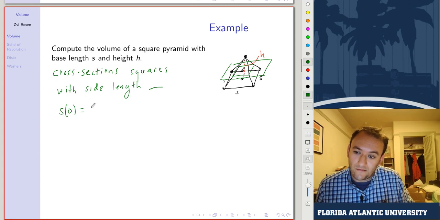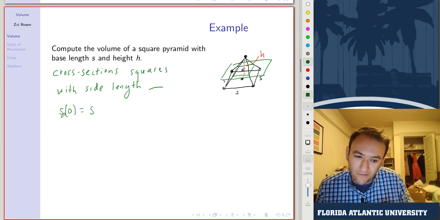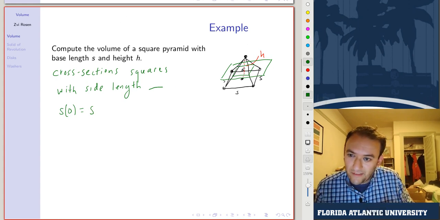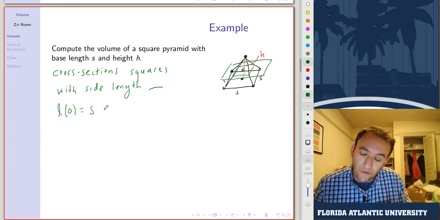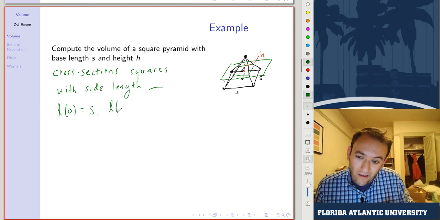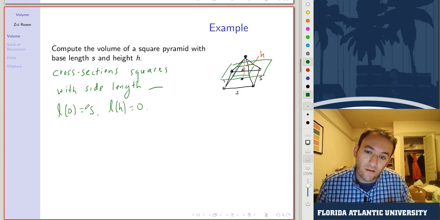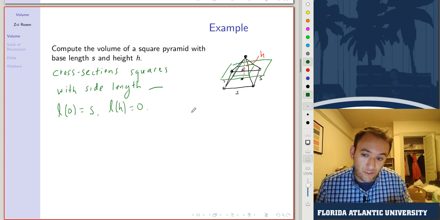equals s. Okay, and then maybe we should give this a different name, because we already have s in here. So let's call this L. So L of 0 equals s, and L of h equals 0. So what that means, because you can see that this is decreasing linearly from s to 0, is we're going to want a linear function which takes the value s at input 0 and takes the value 0 at input h.